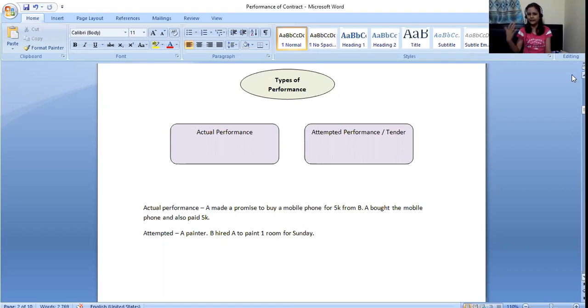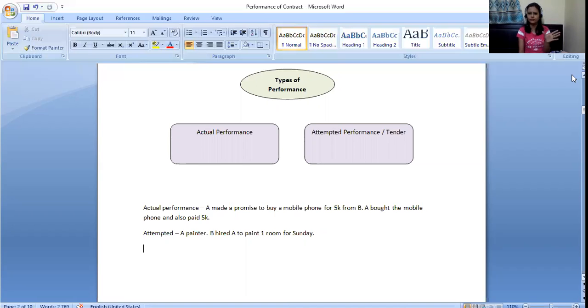I made an attempt to perform it. From my side, there was no fault. Fault was from the other person. So I should be compensated, or I would not be liable for any kind of consequences, right? Because I tried to perform my part, but obviously I could not perform it without the other person's help. So I had to stop at that point.